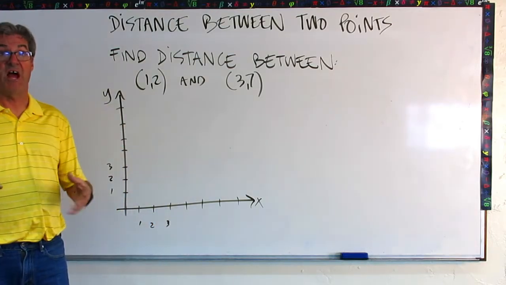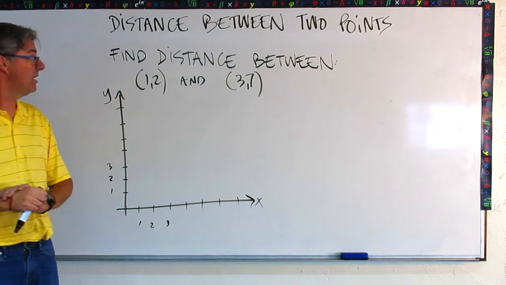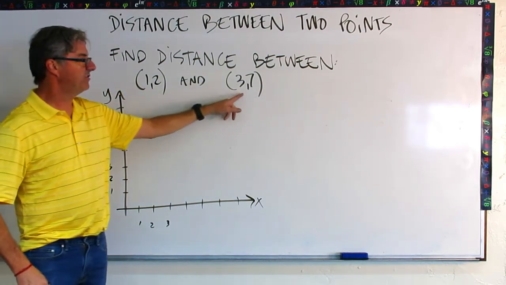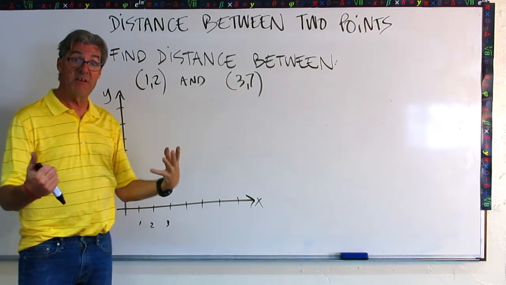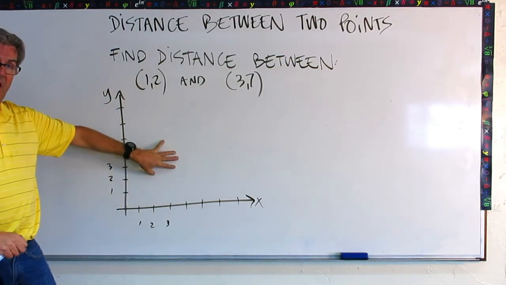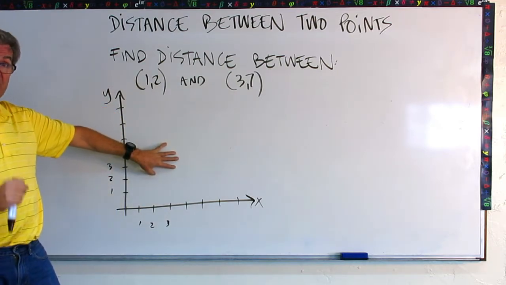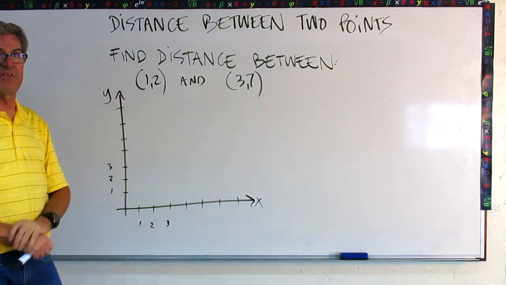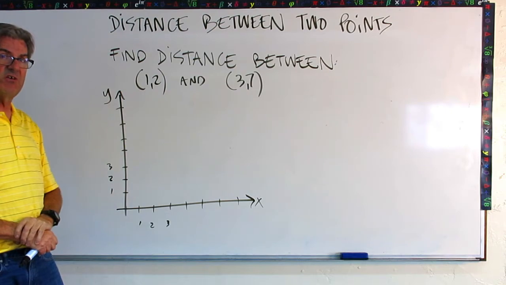Here's one for you to try. Very similar to that last problem. Find the distance between the point 1, 2 and the point 3, 7. Now remember, what we did was we plotted the points on the coordinate plane, we drew a right triangle, we figured out the lengths of the legs, and then we solved for the hypotenuse. So go ahead and pause the video, give that a try.